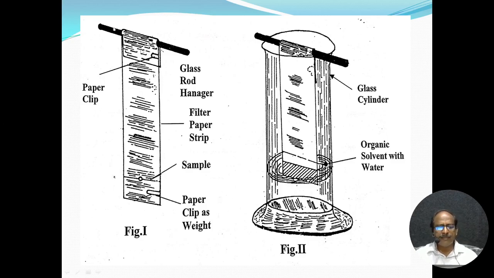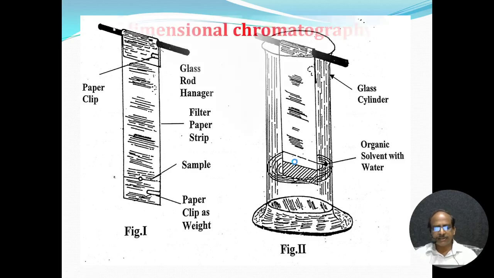You see the paper clip here. This is called the baseline. This is the sample. This is the anti-siphon rod. In the glass cylinder, we hang it just like that.